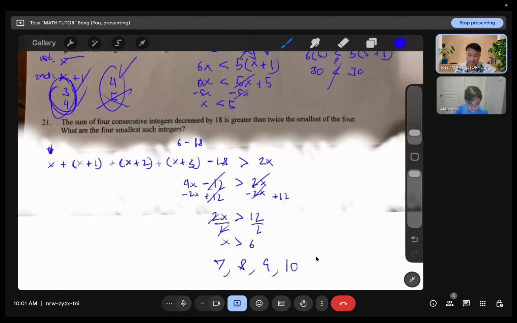Okay, that's it. 4 smallest such integers. It doesn't say you're going to do anything with them. That's it.